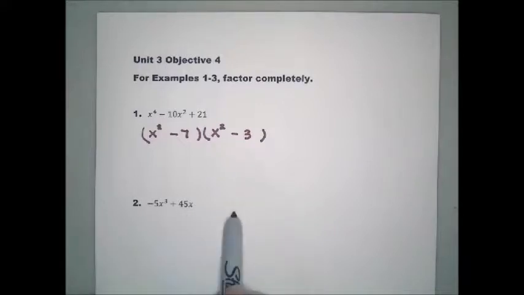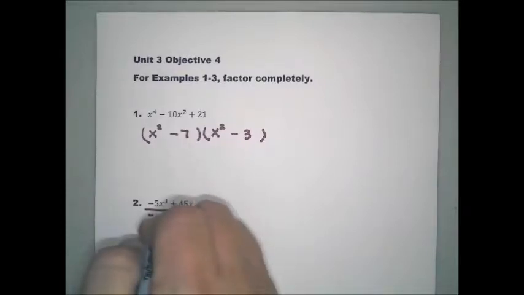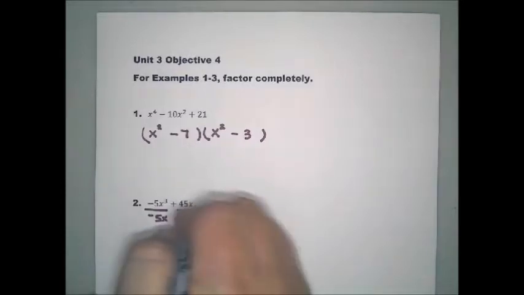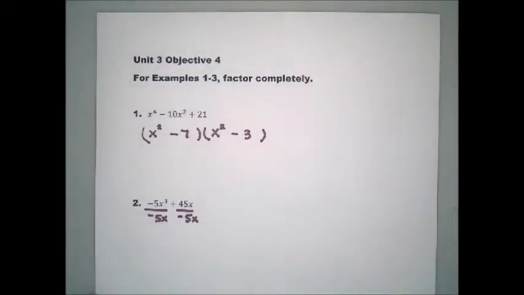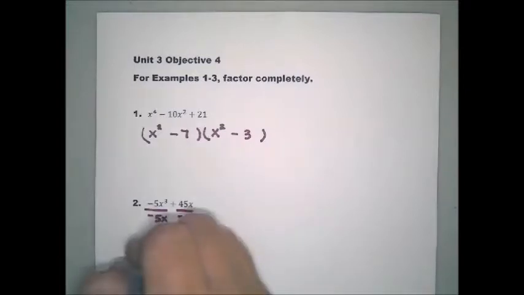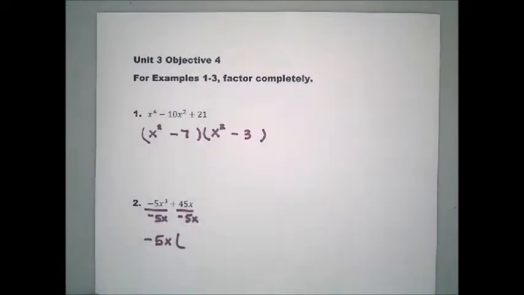Now the next problem, problem number 2. Obviously it's not a trinomial, it's a binomial. So let's check for a GCF. Do the terms share anything? Yes, they do. They share a 5 and they share an x. But because the first one is negative, let's pull it out as a negative 5x. So we found a negative 5x as a common factor. So factor out a negative 5x and just see what's left.